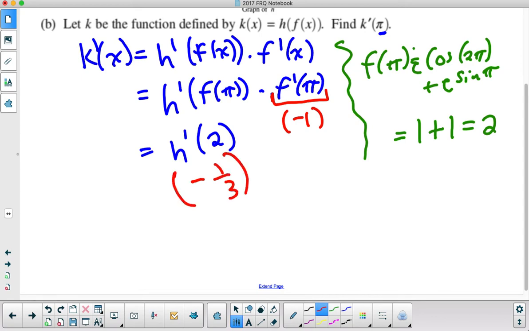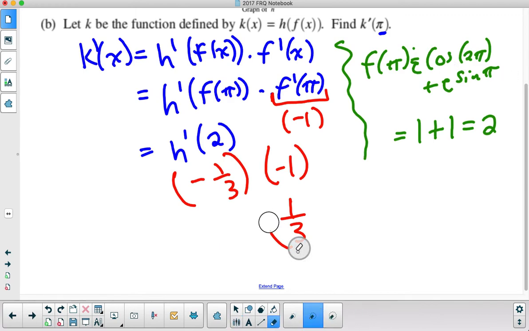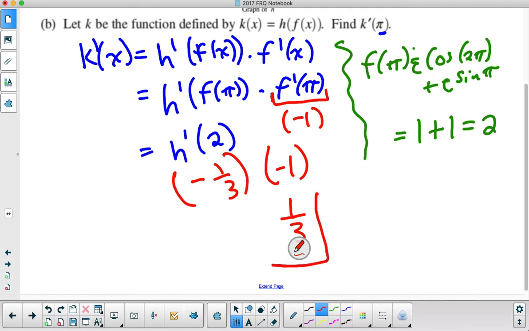And we're going to multiply that by this part that we have over here, which is -1. So overall, our final answer for this one is just +1/3. All right, so there's your final answer for part B, 1/3. I don't know why that thing's not going away. There we go, 1/3.